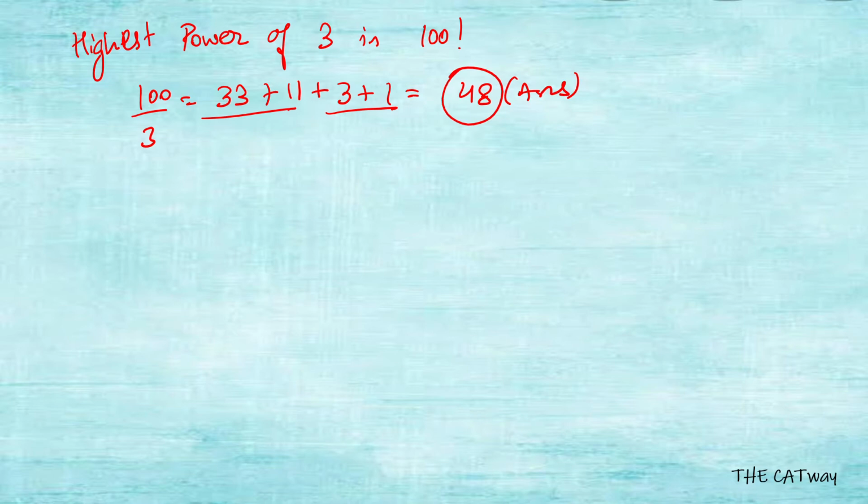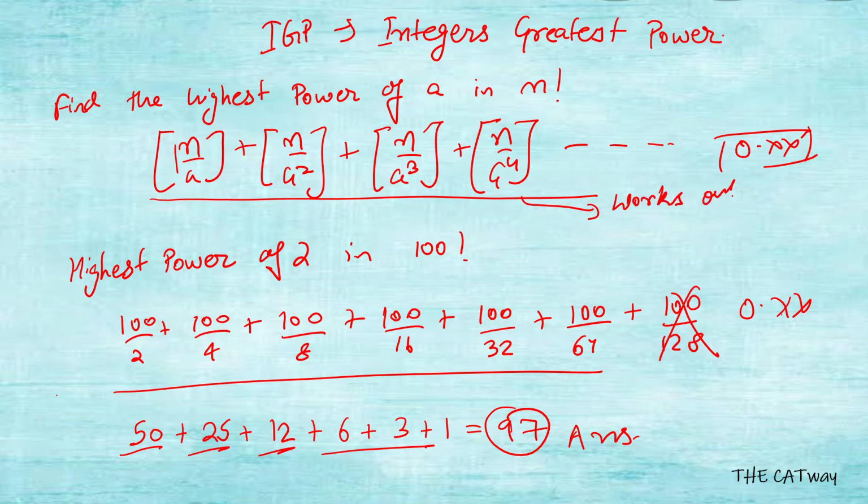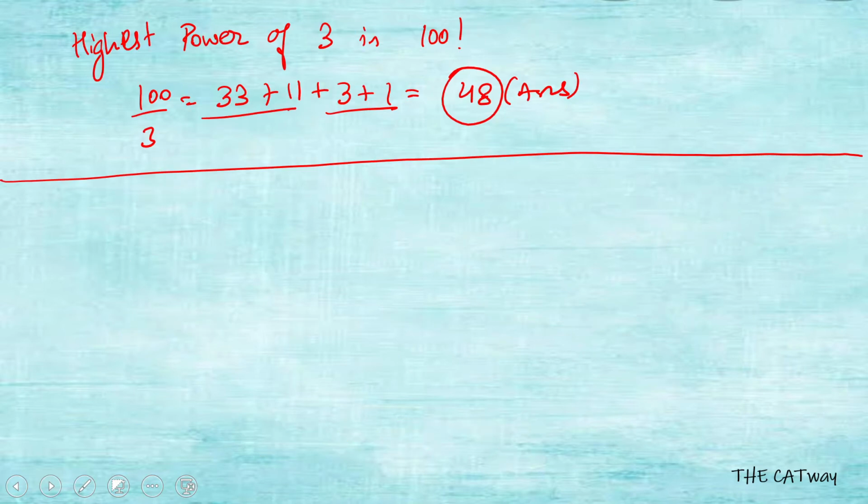Okay, acha. Now what if it says that you have to find the highest power of a composite number? Acha, when you have to find it for a composite number, what you will do is split it in terms of its prime factors. Why do you do that? Because this formula works only for prime numbers. Okay, this is an important thing. So whenever you have to find it for composite numbers, you have to write the composite number in its prime factor form, and then for each and every prime factor you have to find its highest power, and whatever will be the lowest will be your answer.